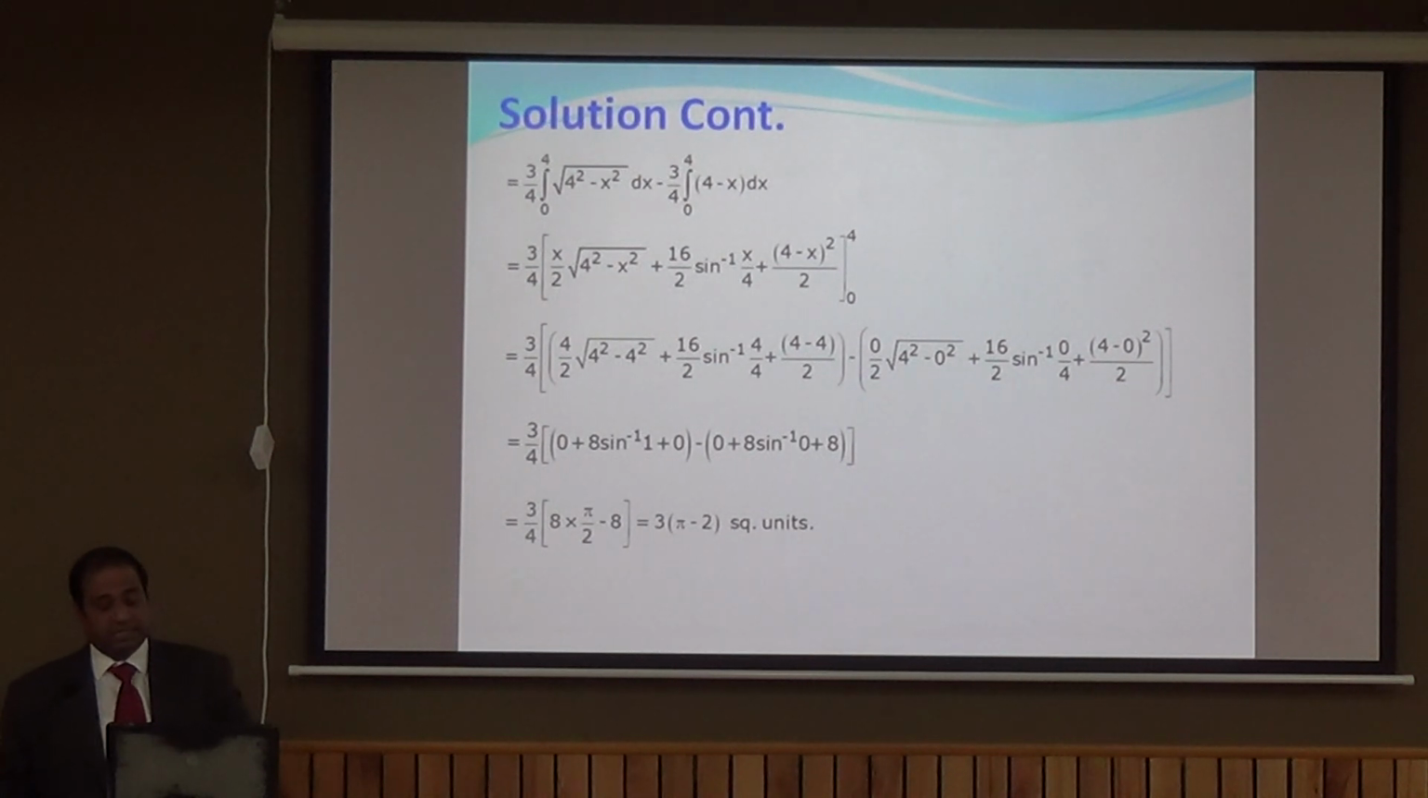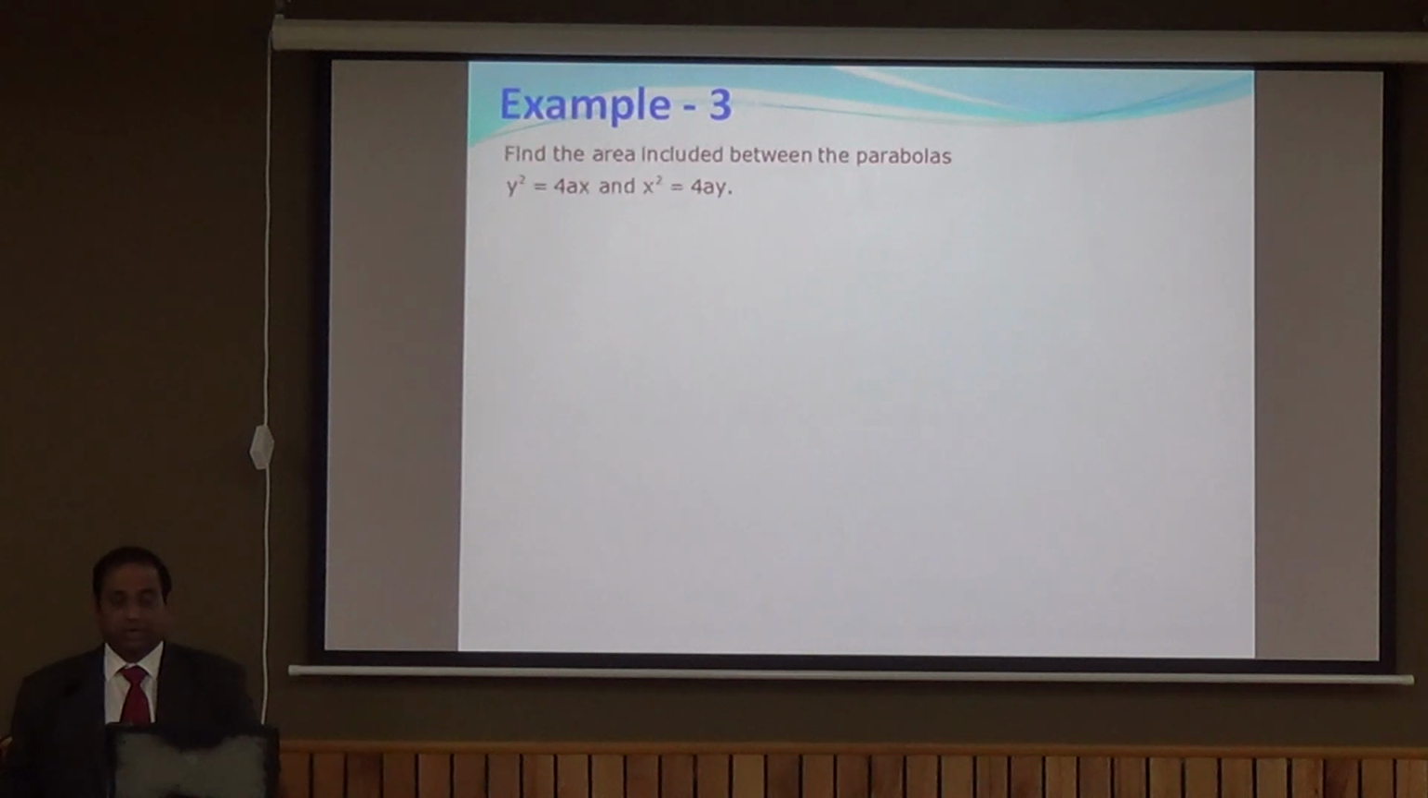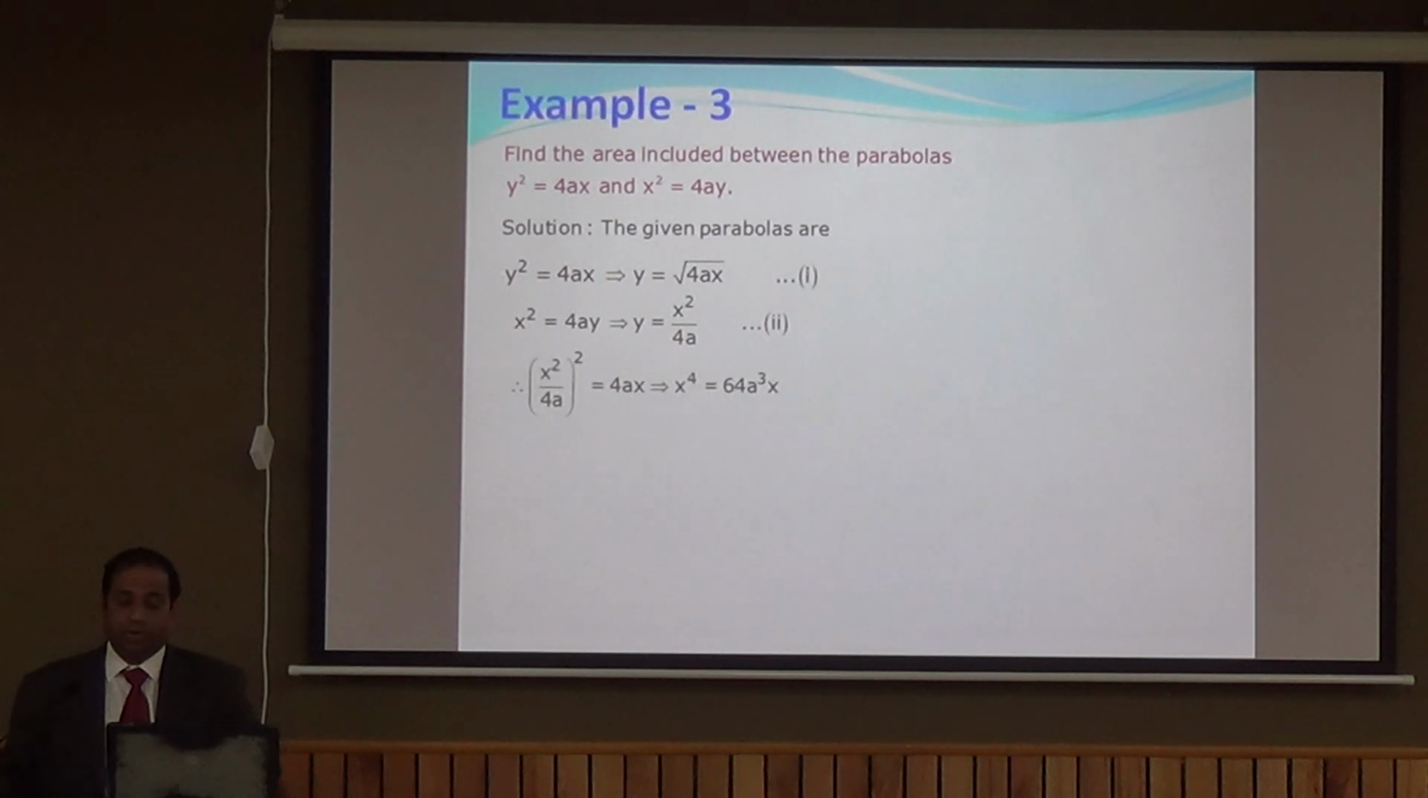Now we take another example to further strengthen our concepts. We have to find the area between the parabolas y square = 4ax and x square = 4ay. The same process we have to follow. We calculate y from y square = 4ax, and we calculate y = x square upon 4a from the second equation.